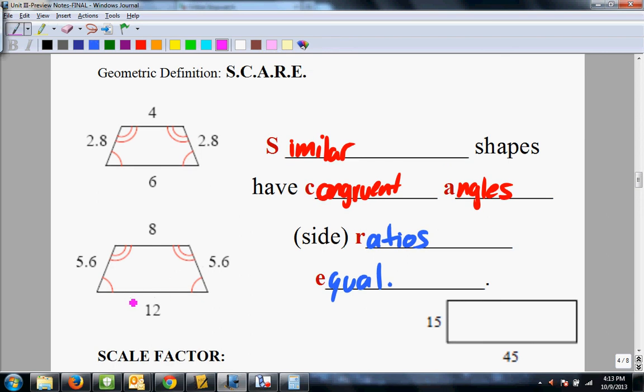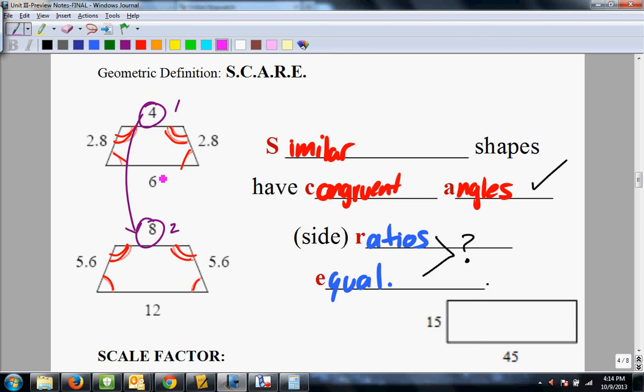In the shapes here on the left, let's check if we first have congruent angles. Here they show they're congruent. Here matches and here matches. So the first one, congruent angles, check. Now we're going to see, are the ratios equal? So we have 3 sets. Circle the 4 and circle the 8. Draw an arrow. 4 goes into 8 twice. So this reduces to a 1 to 2 ratio.